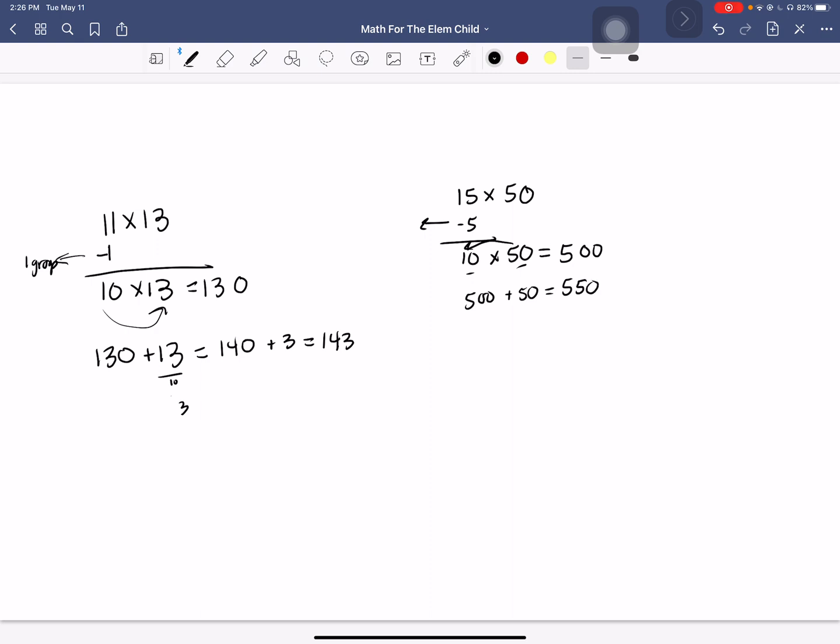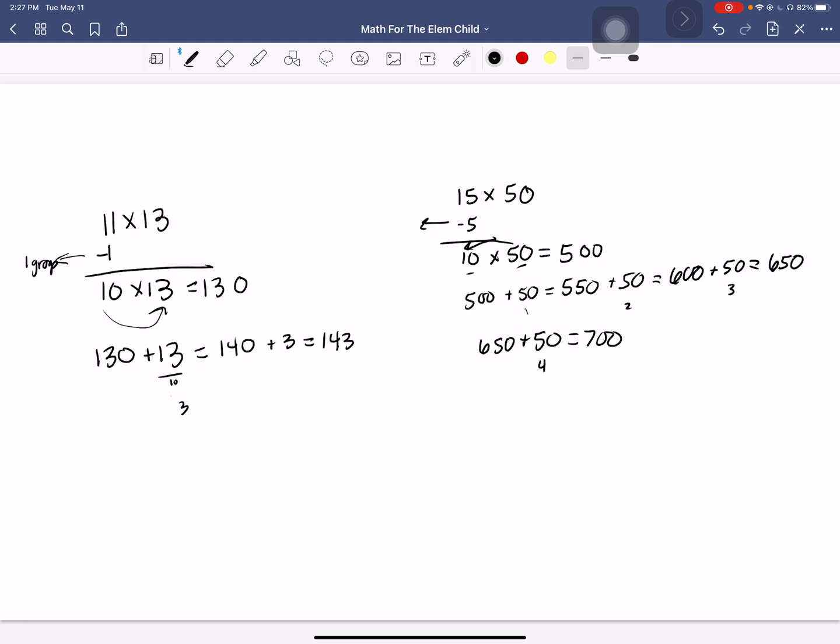So that was 1. And then 550 plus 50 equals 600. That was 2. And then 600 plus 50 equals 650. That's 3. I'm going to bring the 650 down here because I don't have any room. So 650 plus 50 equals 700, and that's 4 groups of 50.